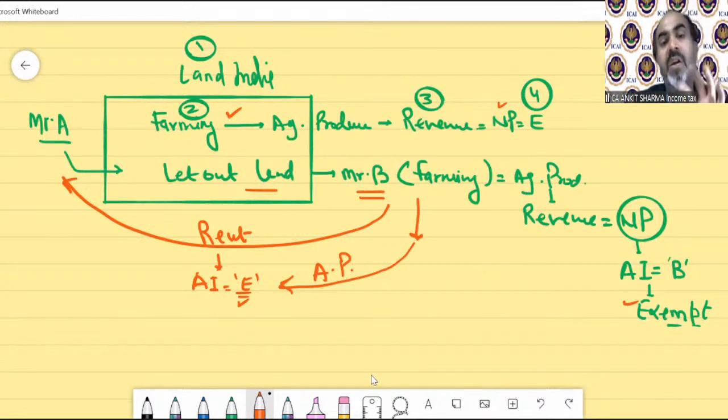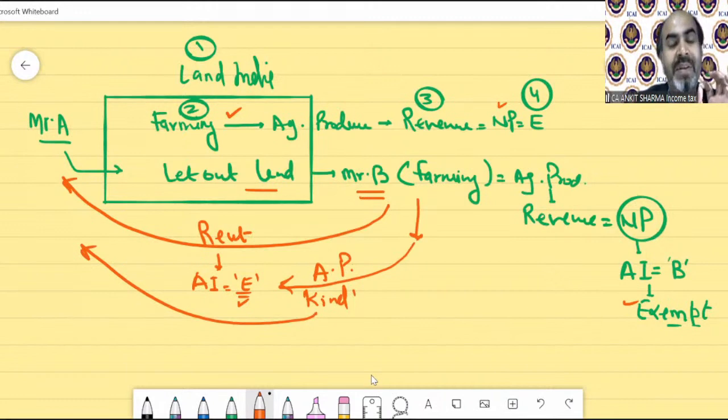So if he does not pay rent in monetary form, but pays in the kind of his agricultural produce, even that value will be treated as agricultural income, and it will not be treated as taxable income in the hands of Mr. A. So the rent might be paid in cash or in kind, it does not matter. In both cases, that is going to be treated as agricultural income in the hands of Mr. A. I have also written an example of it in the notes.